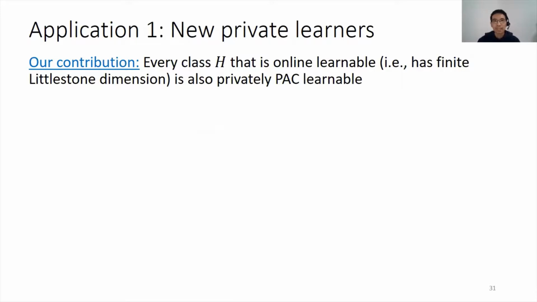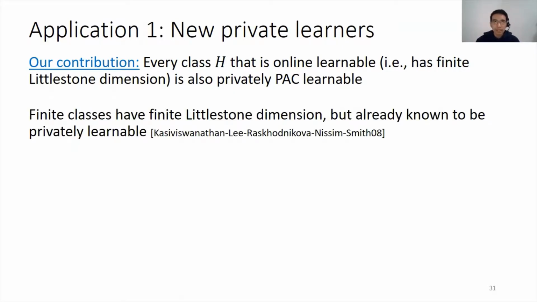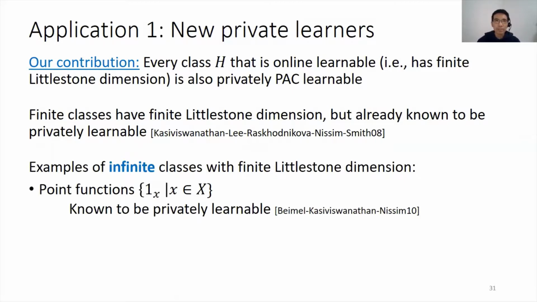The main algorithmic consequence of this result is, of course, a generic recipe for constructing differentially private learners. To be able to serve up this recipe, it's a good idea to understand what classes are online learnable. First, every finite class has finite Littlestone dimension. It was already known that all finite classes are privately learnable. So our recipe is most interesting for infinite classes that nonetheless have finite Littlestone dimension.